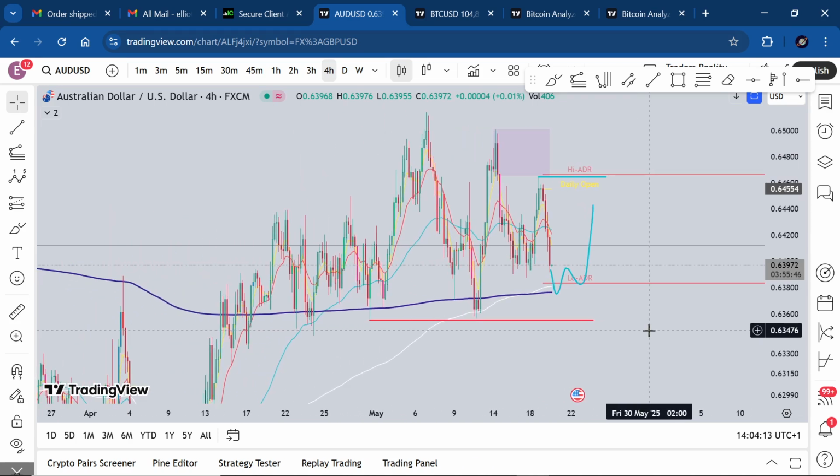Okay. So I'm gonna post this now, and I'll update you tomorrow on these pairs. Maybe today, and I'll do a video on Bitcoin as well, which I believe is going to make one more high at least. All right.